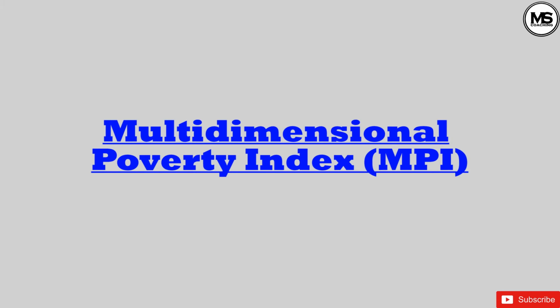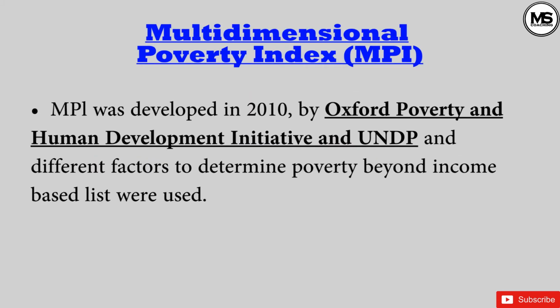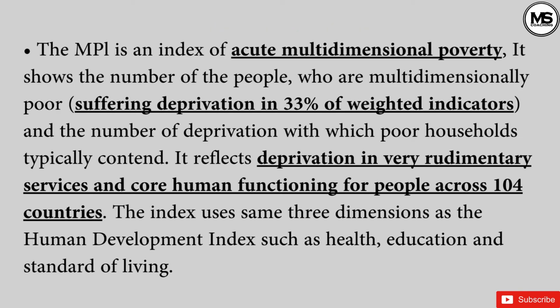Multidimensional Poverty Index, MPI. MPI was developed in 2010 by Oxford Poverty and Human Development Initiative and UNDP, and different factors to determine poverty beyond income-based lists were used. The MPI is an index of acute multidimensional poverty. It shows the number of people who are multidimensionally poor, suffering deprivation in 33% of weighted indicators, and the number of deprivations with which poor households typically contend. It reflects deprivation in very rudimentary services and core human functioning for people across 104 countries.